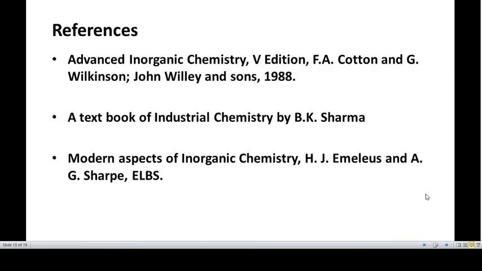So you can go through these references: Advanced Inorganic Chemistry by Cotton and Wilkinson, Textbook of Industrial Chemistry by V.K. Sharma, and Modern Aspects of Inorganic Chemistry by Emeléus and Sharpe.